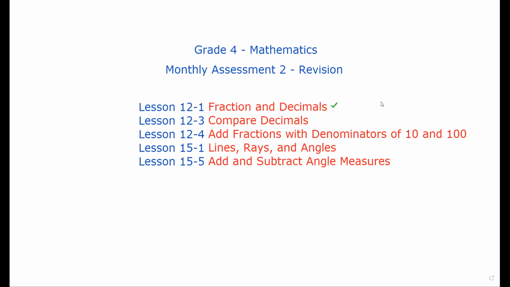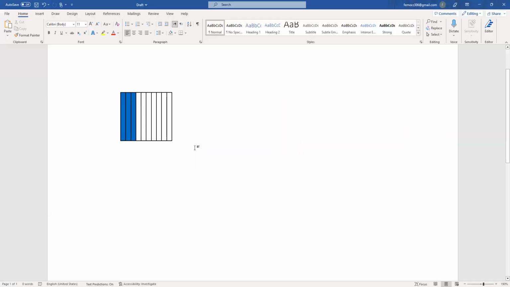So the objective is to be able to understand how we can go from decimals to fractions and vice versa. So let me start by showing you this. Okay, so this is a model. In mathematics, we use models to represent decimals and the fractions. So if someone asks you, this is a model. Now from the model, how can I get the fraction or the decimal?